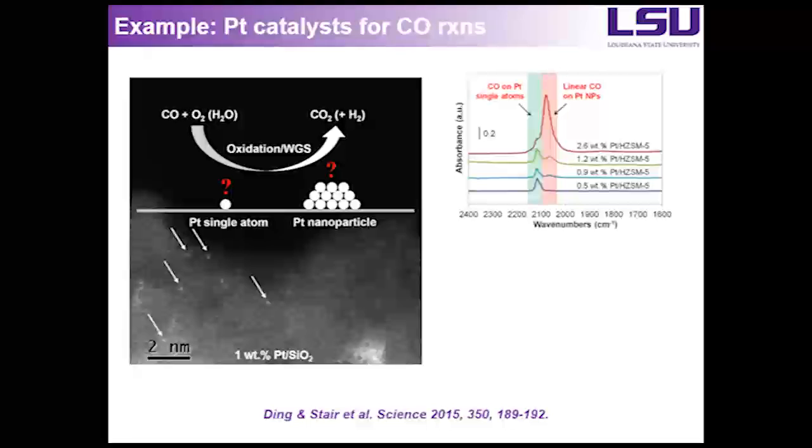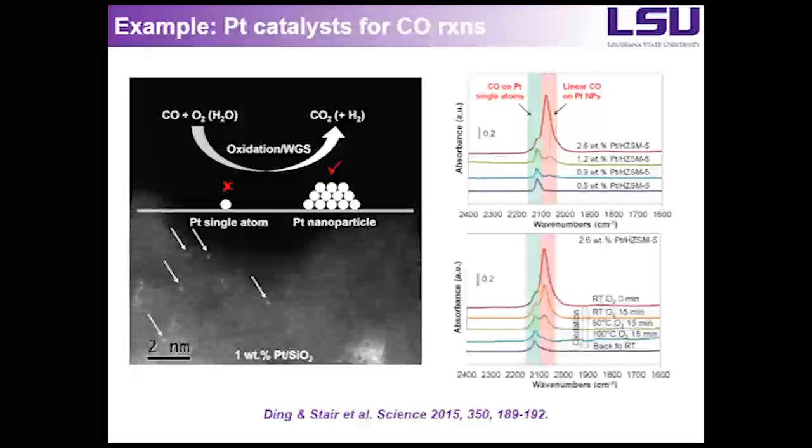So using the infrared spectroscopy, we are able to observe two different bands over here. One band is related to the carbon monoxide on the platinum single atoms, while the other band is the carbon monoxide adsorbed on the platinum nanoparticles. After the adsorption, you can put in oxygen to oxidize the carbon monoxide. We can clearly see that only the carbon monoxide adsorbed onto the platinum nanoparticles can be oxidized, while the other band is very stable. That clearly tells us that only the platinum nanoparticles are active for this reaction.